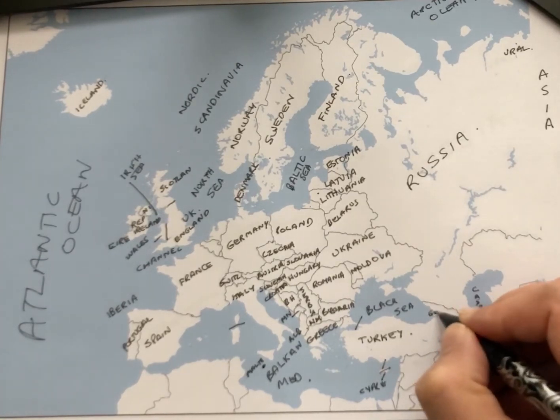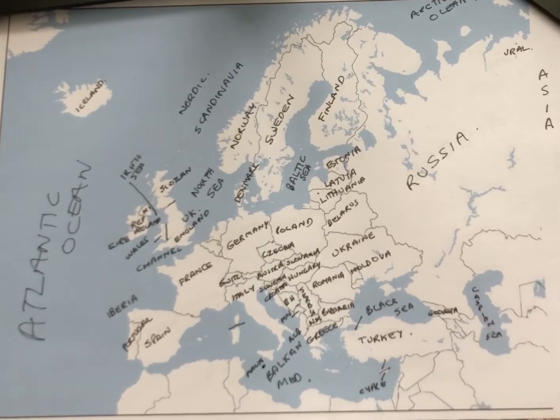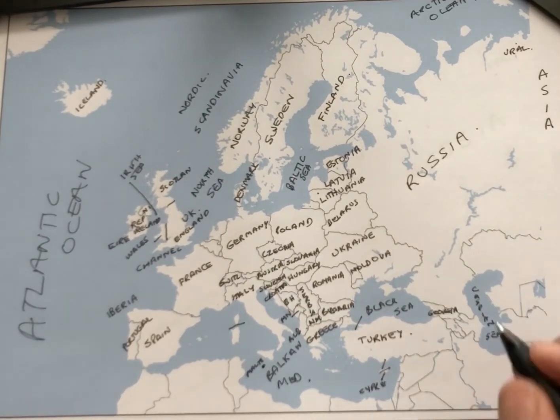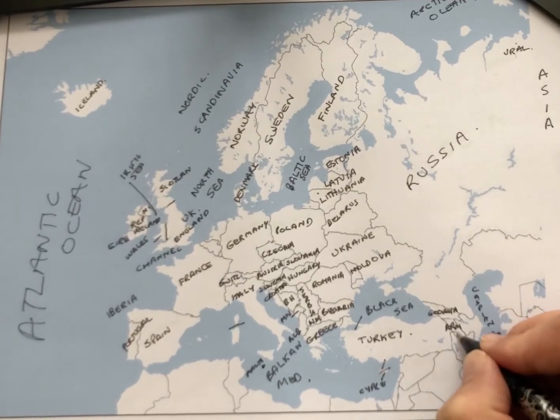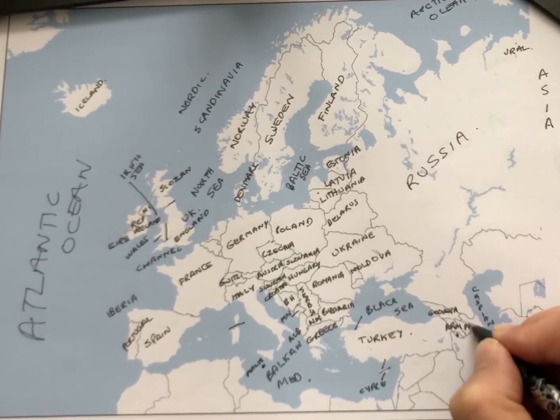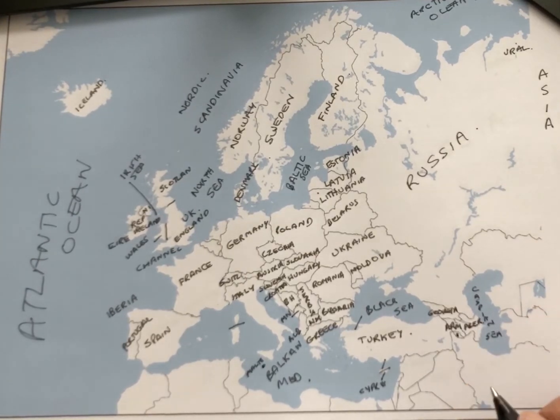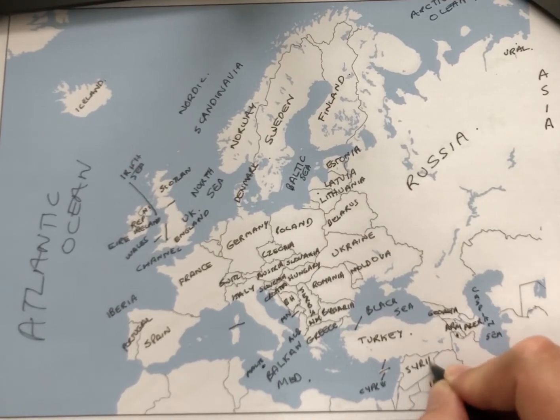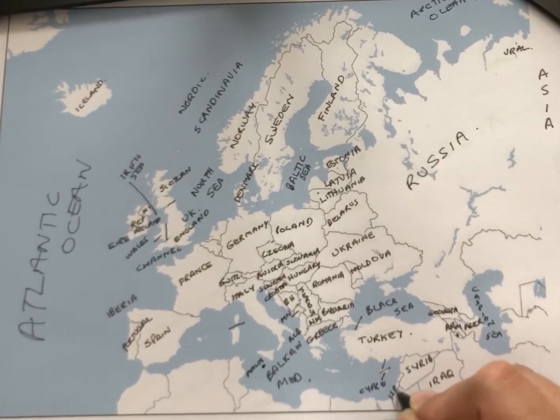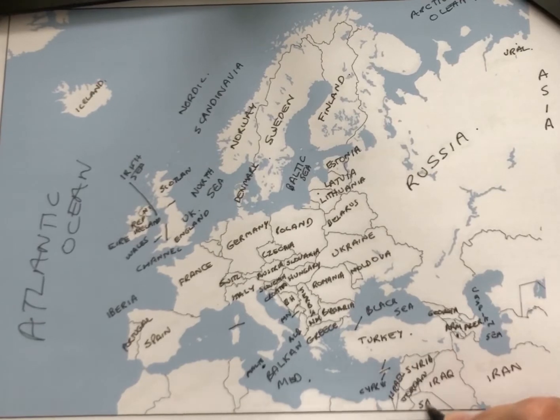So here we've got Georgia, which is a country. There's also a state of America called Georgia, so don't confuse those two. This one is Armenia, I'll call it ARM, and this country here and that are called Azerbaijan. A-Z-E-R, you can look up how to spell that one. Here we have Iran, Iraq, Syria, Israel, Jordan. I'm going to put SA, Saudi Arabia.